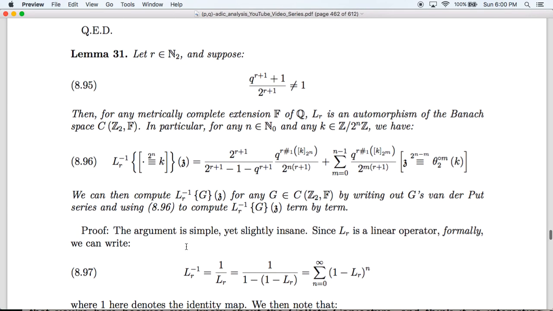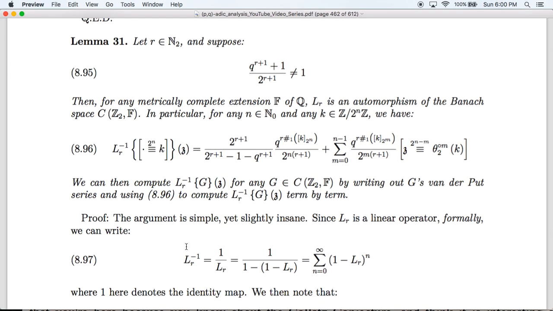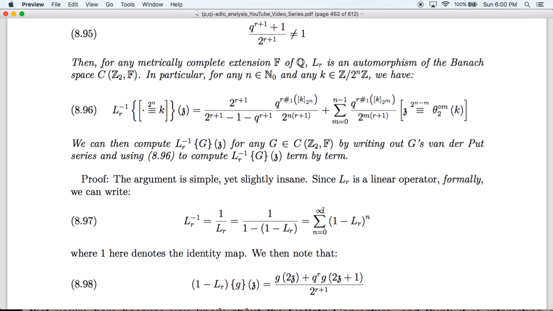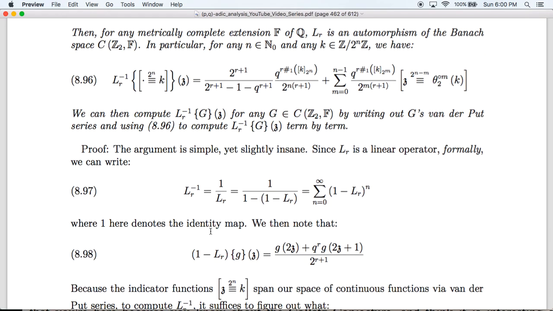So again, the argument is simple but slightly insane. Since LR is a linear operator, formally, we can write the following identity, where here 1 denotes the identity map on this space. As is classic in functional analysis, if we can show that this geometric series converges in operator norm, that will then tell us that LR is indeed invertible in our Banach space, and that LR inverse is also an element of the Banach space.